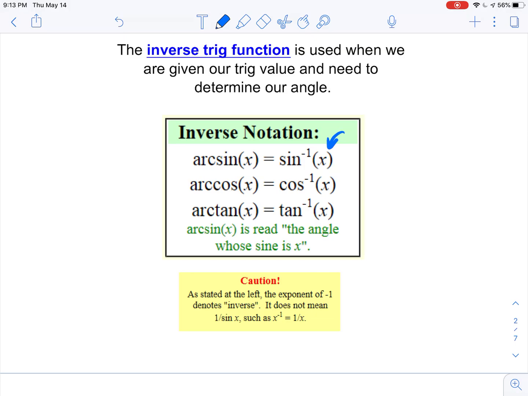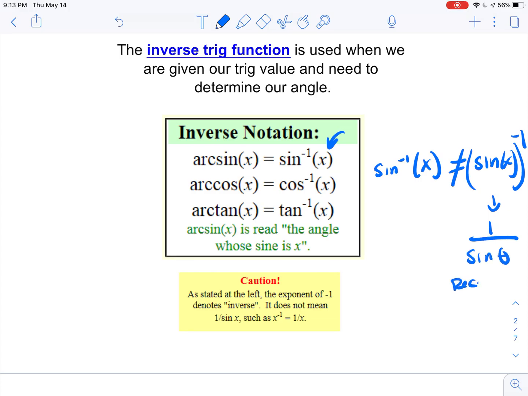Now, the issue with this notation is this. Remember how in the last video I told you if you put the square in between the x, it's the same as the whole thing squared? Well, that is not the case here, okay? Sine -1 on the inside is not equal to sine of x raised to the -1 power, because raised to the -1 power, remember, means 1 over. And that's our reciprocal trig function. So raised to the -1 power actually is cosecant.